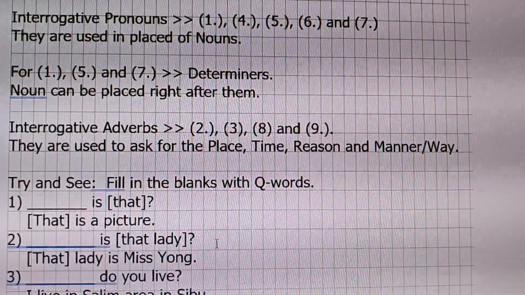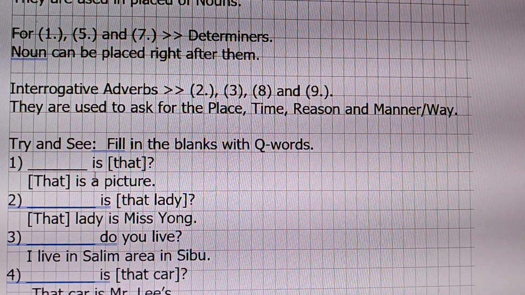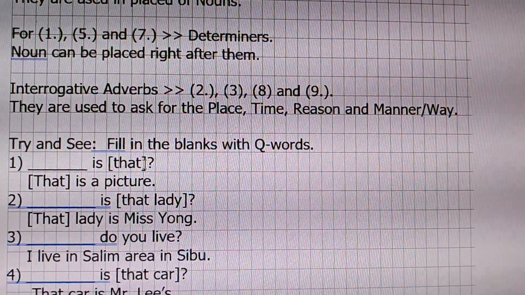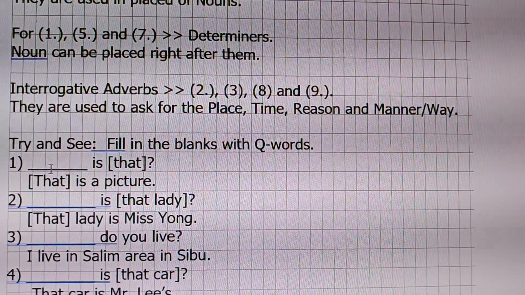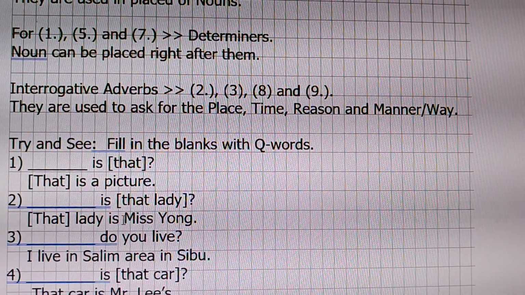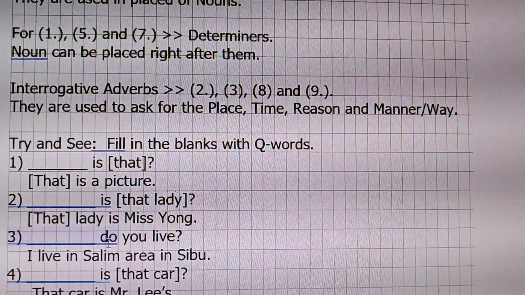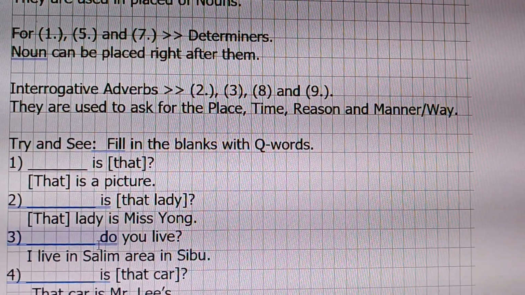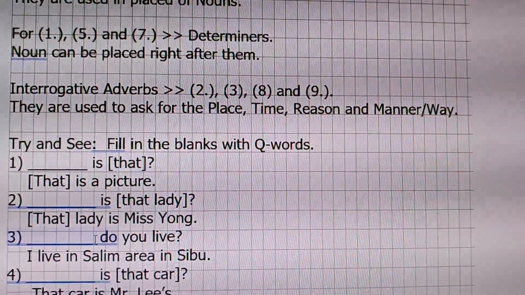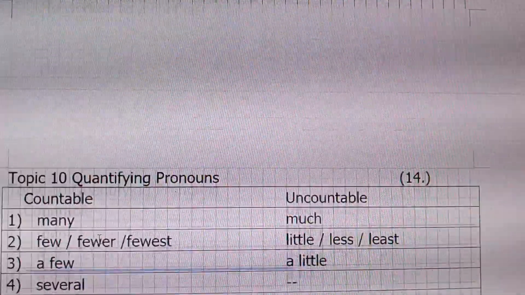So try filling in the blanks with question words. The first one: what is that? You ask about it in place of a noun. That is a picture. Who is that lady? That lady is Miss Young. You ask about the person: who. Where do you live? I live in Salim area in Cebu. Where? Of course, immediately we know it's an interrogative adverb. Try the rest on your own.